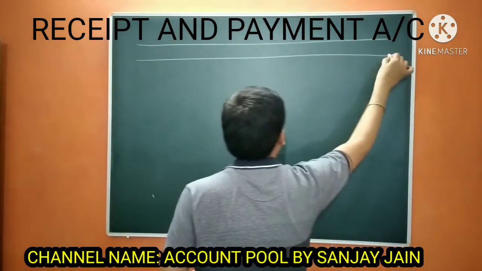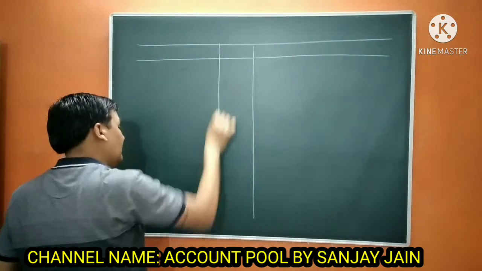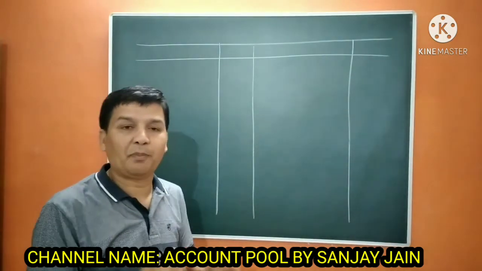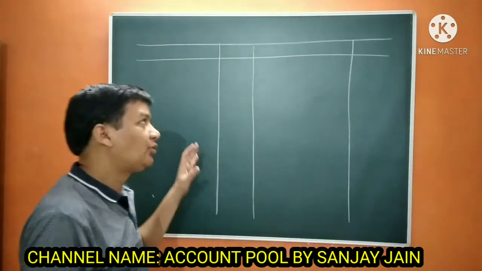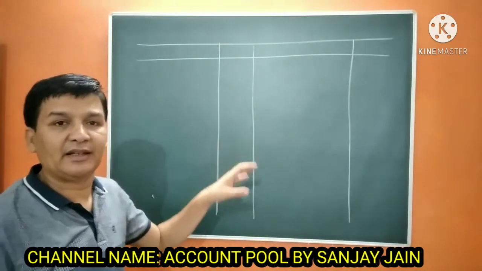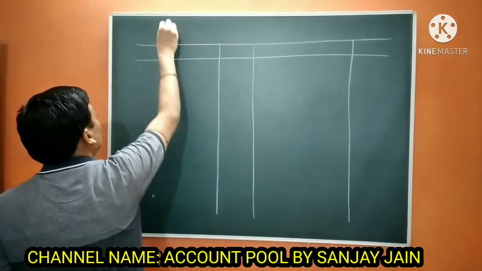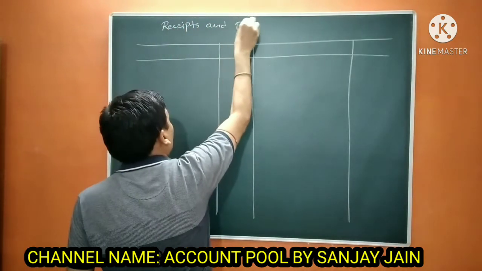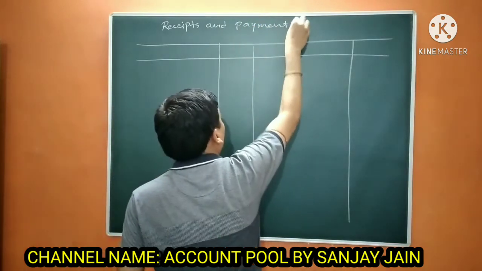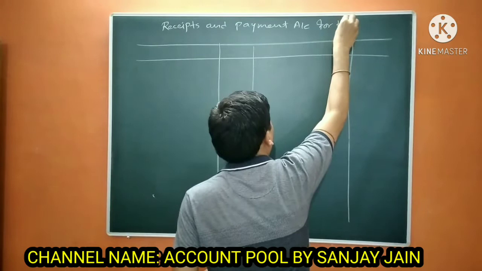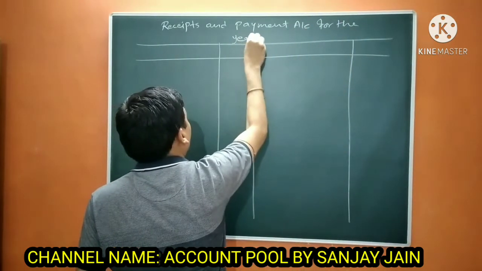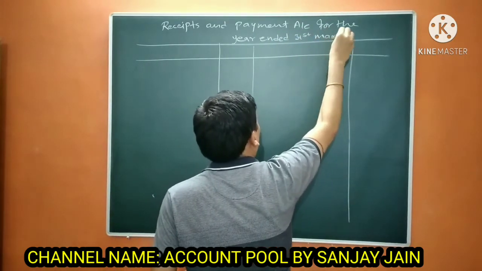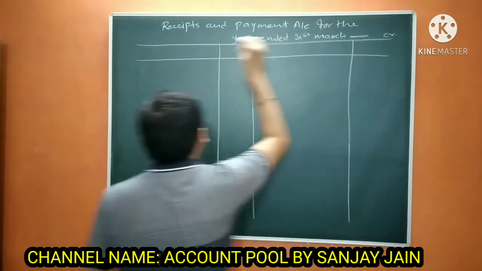Why I am showing you the receipt and payment account: this is the main part of your 6-mark question. It is a part of your 6-mark question, and that's why you should know about receipt and payment very clearly. Okay, so, receipts and payment account for the year ending 31st March. Whatever may be the year, we are going to take it here.